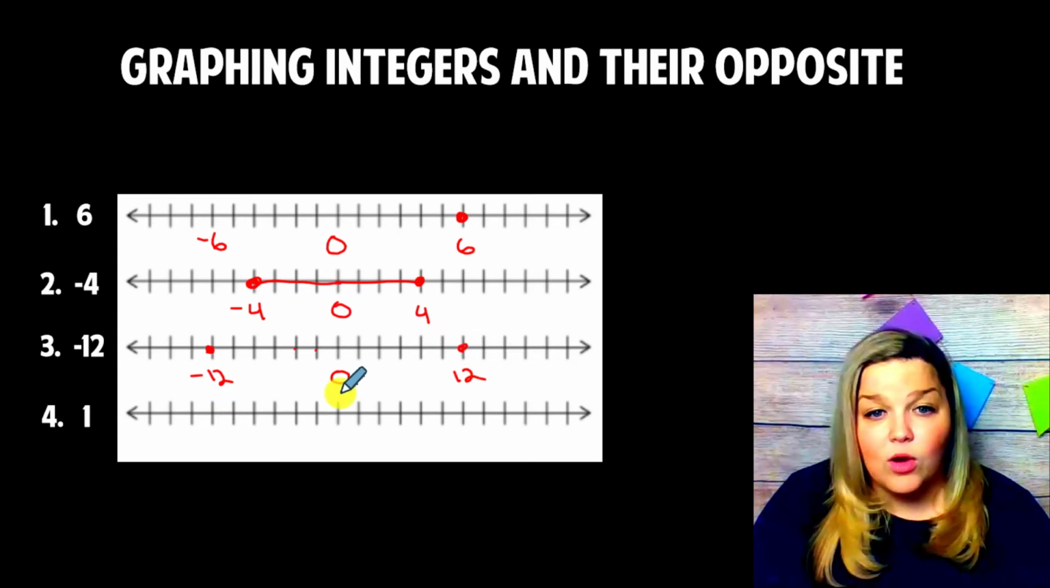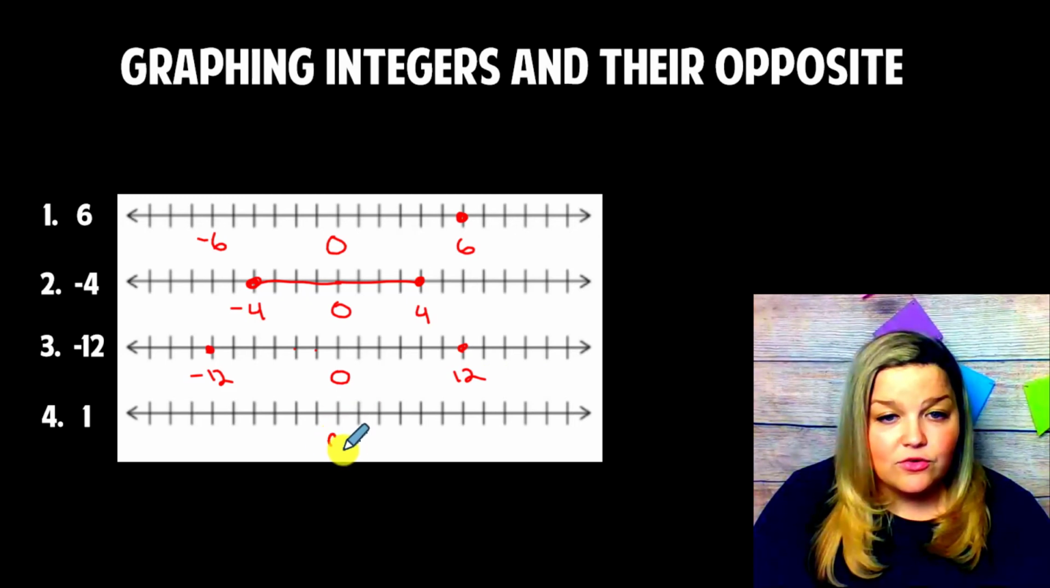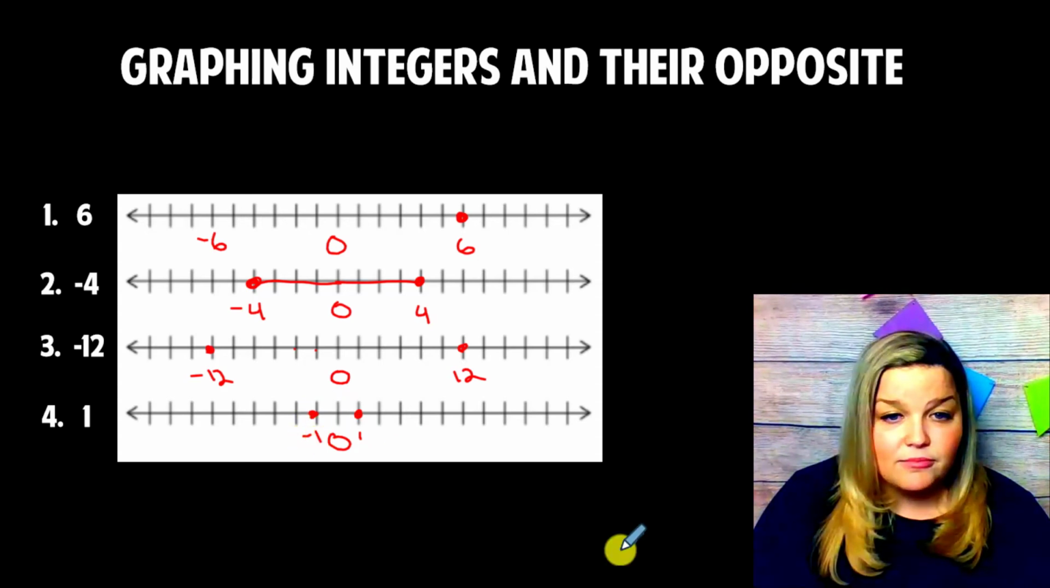And finally 1. So again, indicate where your 0 is. If 1 is right here, -1 would be on the other side of my 0, same amount of spaces away, just 1.